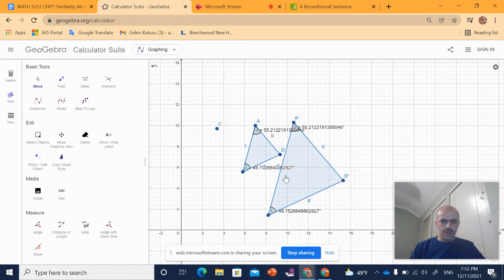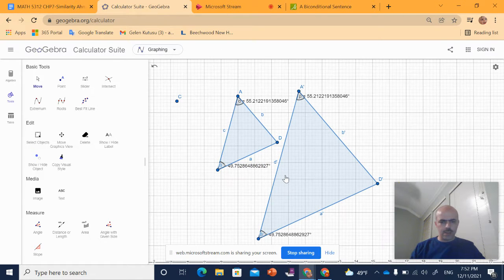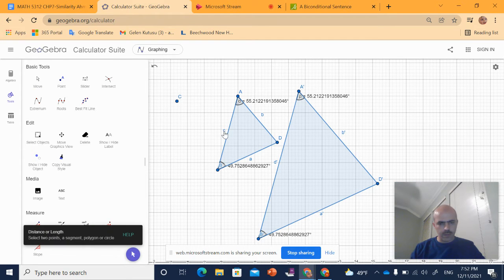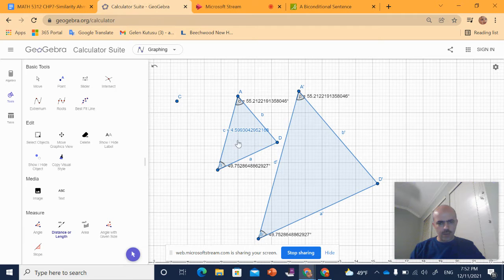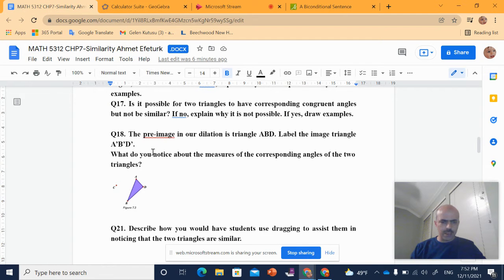We can even maybe see it simply. What we can do, we can just measure the distance of C, 4.59. It means possibly 9.19. Yeah, this way. B and B prime also we can see like this. And now what question number 18 was telling, once again, let's go.